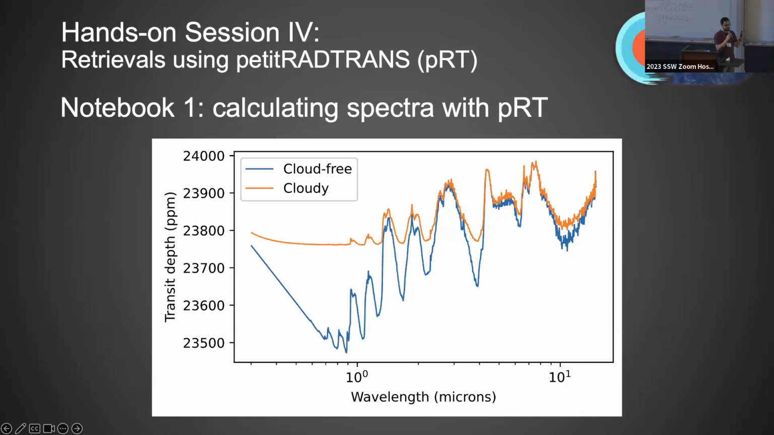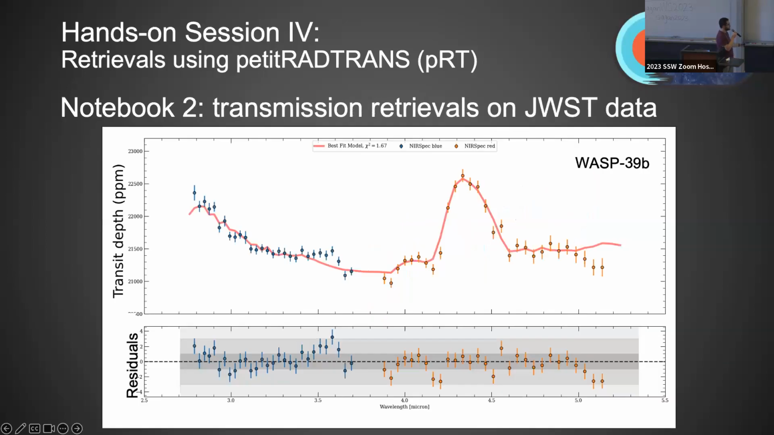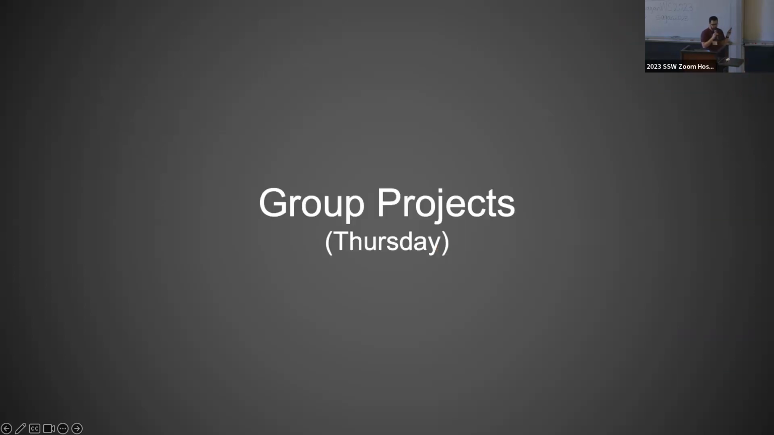Here, this one is broken up into two different notebooks. The first is calculating spectra with petitRADTRANS, which is just getting familiar with the tool. And then the second one, you'll work on a transmission retrieval of the WASP-39 NIRSpec G395H transmission spectrum.